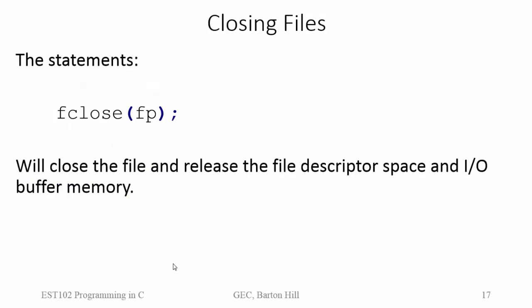Now after reading and writing, we should close the file, and the syntax for closing the file is fclose. Then inside that we have to give the file pointer name. So fclose is a function which accepts the file pointer, that is fp. It will close the file pointed by fp, and release the file descriptor space and IO buffer memory. Okay, so this is what fclose does.